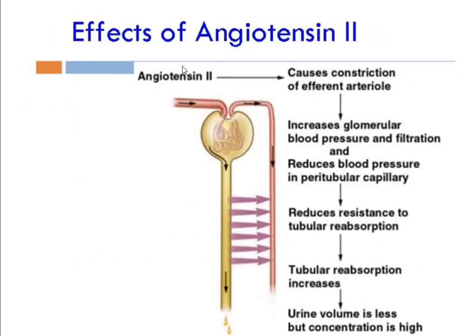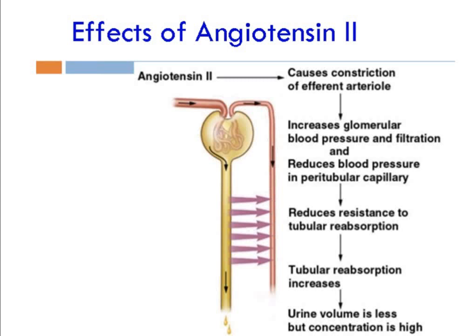Effects of angiotensin 2, again, as I told you, it's a very important hormone. It causes constriction of the efferent arteriole, and thus it increases the glomerular blood pressure and filtration and reduces the blood pressure in peritubular capillaries because the constriction is in the efferent arteriole. So the pressure in the glomerulus is going to increase, but the pressure in these peritubular capillaries is going to decrease.